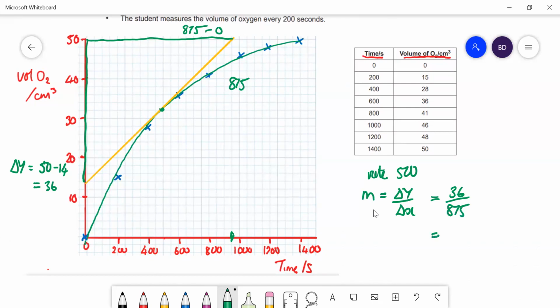So we need to do that, and that's going to give us 36 divided by 875 is 0.0411, and the units, well, that's in centimeters cubed and that's in seconds, so it's centimeters cubed of oxygen per second. There's our answer there. Okay.